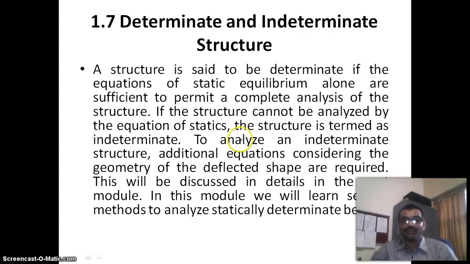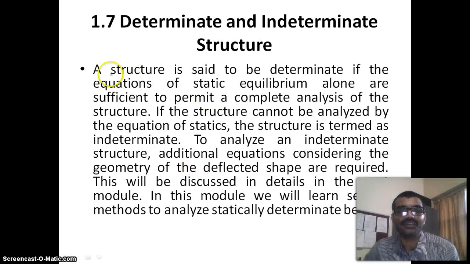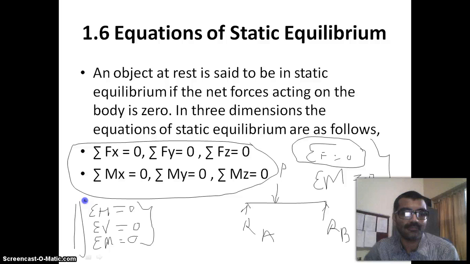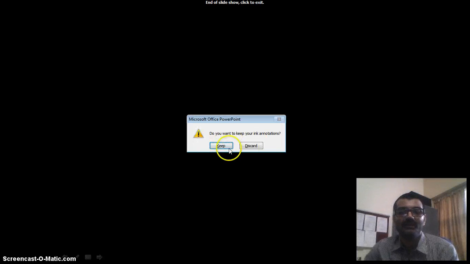A structure is said to be determinate if the equations of static equilibrium alone are sufficient to permit the complete analysis of the structure. So it means that using these three conditions, if you are able to solve the structure, then we can say your structure is determinate. If you are not able to solve the beam, then we can say it is an indeterminate structure. It means your equilibrium conditions are not sufficient to determine the reactions in the beam or the structure, so we call it an indeterminate structure. So that is all about the first chapter.